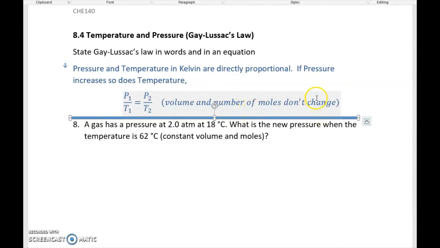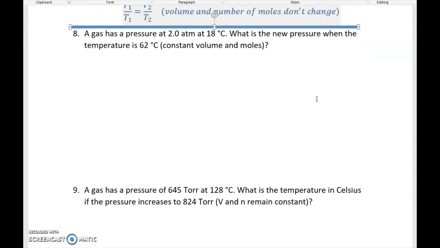Let's look at our first problem. So a gas has a pressure of 2 atmospheres and a temperature of 18 degrees Celsius. And I'm just going to go right ahead and change that into Kelvin so we don't have to worry about forgetting to do that. That's 291 Kelvin. And this is going to be our initial.